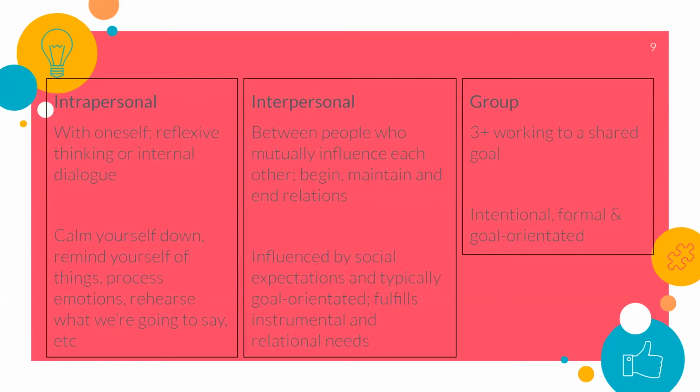Our interpersonal communication is influenced by social expectations. What people expect us to do in these different situations is going to affect how we actually go about doing it. They are typically goal-oriented. Most of the time, we're not just chatting to chat. We have a goal in mind, whether it's, hey, I want to get this person's phone number, or I want to order a coffee, or I want to do XYZ thing. There's a goal with that typically. And interpersonal communication helps us fulfill our instrumental and relational needs.